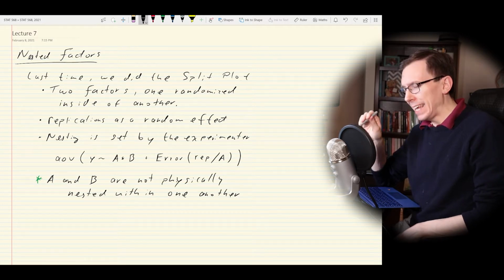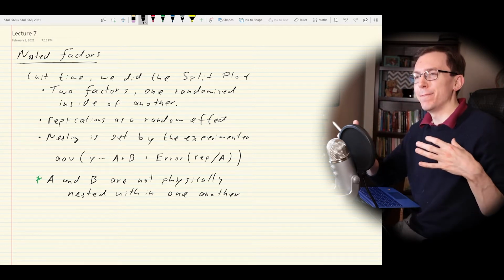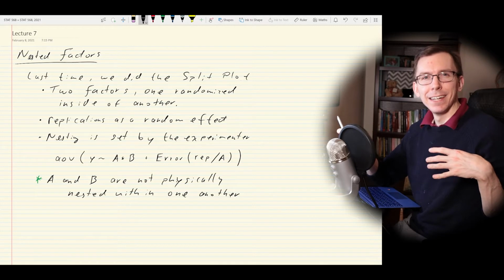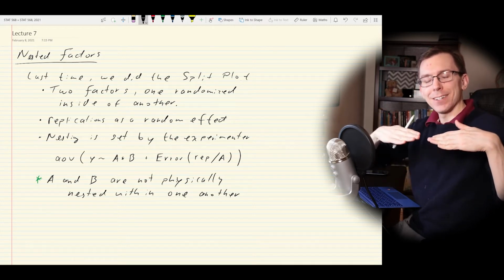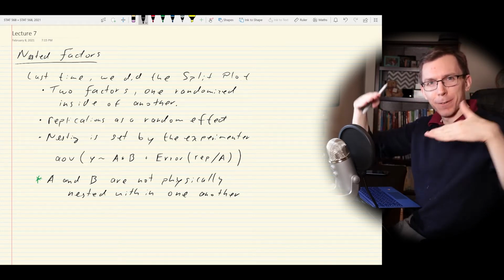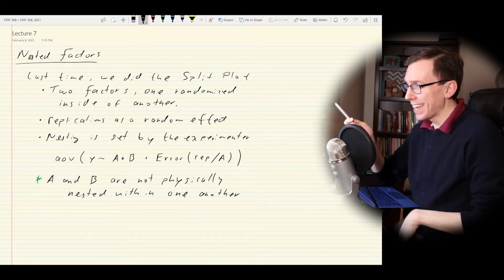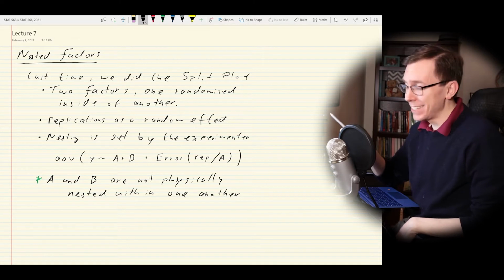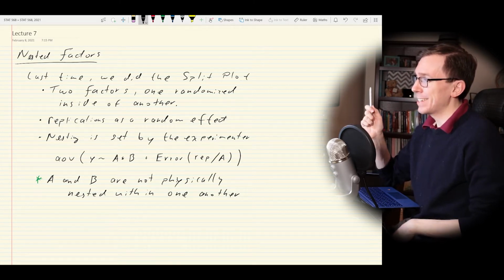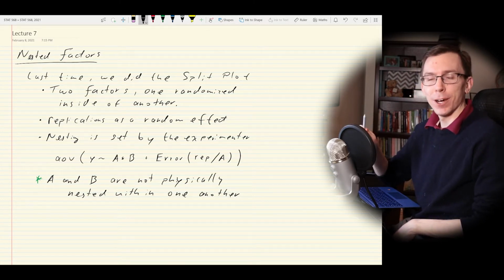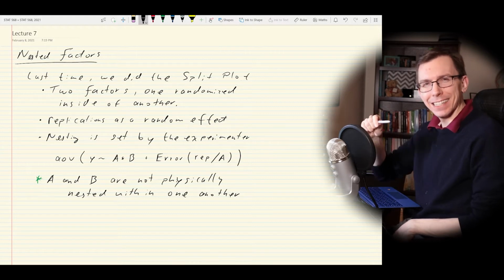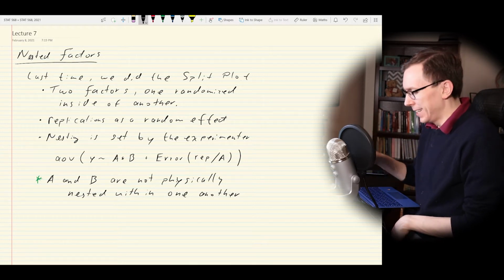But the point is that A and B aren't, in some physical sense, nested within each other. Plants aren't necessarily within the pesticide or vice versa. Now, the reason I keep trying to say that, even though it comes out strange in English, is that you can have cases where one factor is physically nested within another.